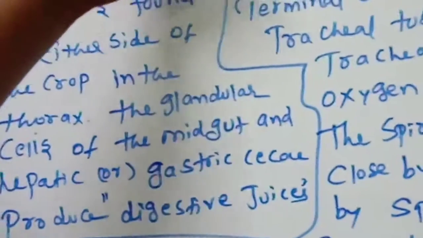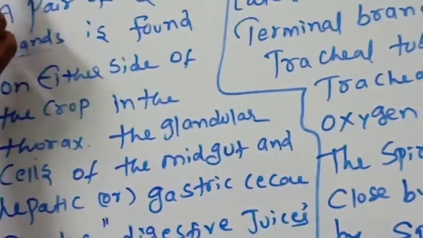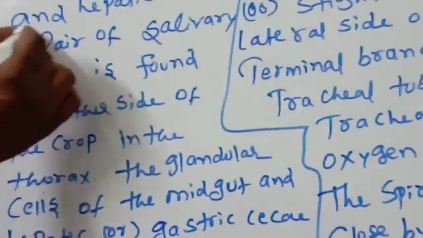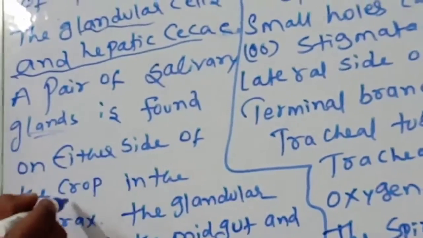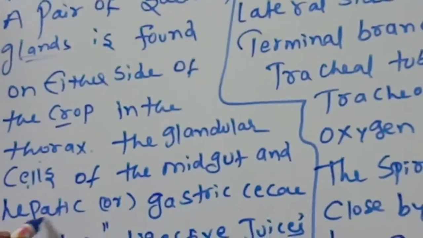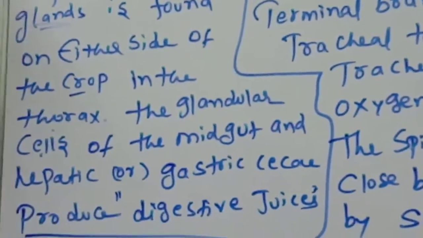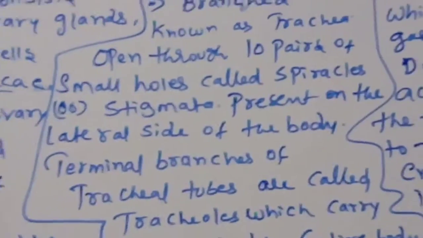Once again, the digestive glands of cockroach consist of the salivary glands, which secrete saliva, the glandular cells and the hepatic caeca. A pair of salivary glands is found on either side of the crop in the thorax. The glandular cells of the midgut and the hepatic or gastric caeca produce digestive juices. Come to the next one, the respiratory system.